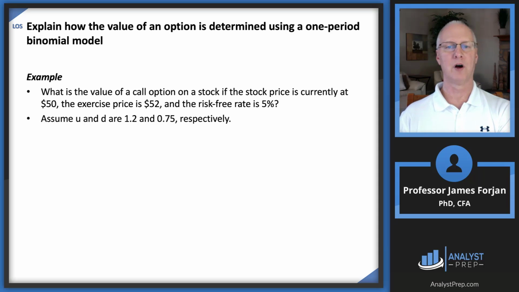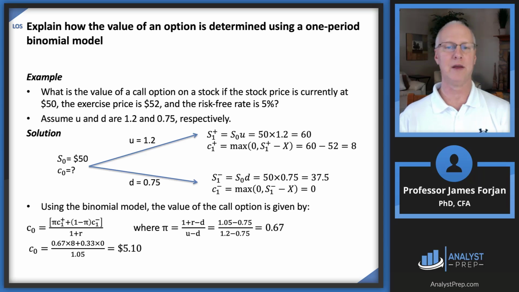What is the value of a call option if the stock is currently at 50, exercise price is 52, risk-free rate is 5%, and assume that U and D are 1.2 and 0.75 respectively. Now, U and D are always going to be given in the problem. Let's not worry about where those numbers came from, especially since the LOS just asks us to explain. All right, so all we're doing is we're going to try to explain the value of the option, but we're going to do some math here.